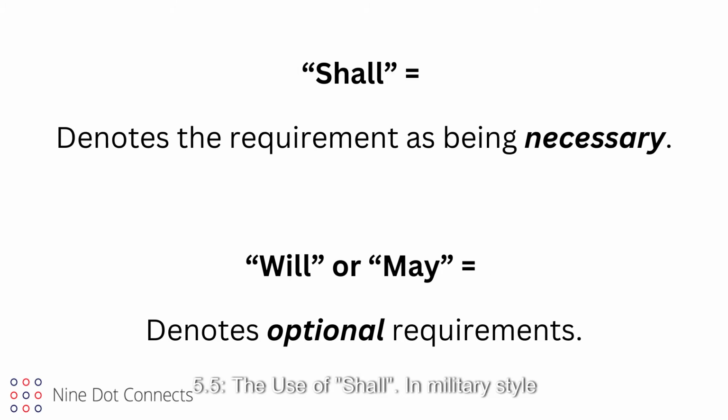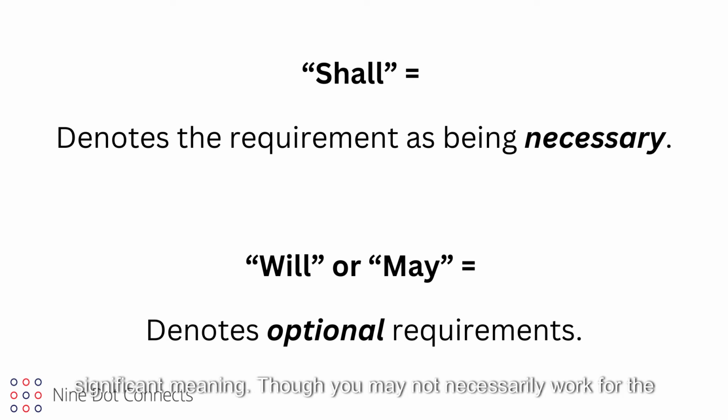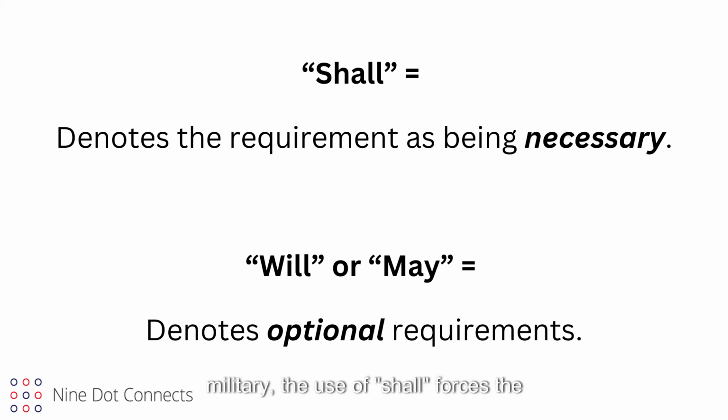5.5. The use of shall. In military-style requirements, the word shall has a significant meaning. Though you may not necessarily work for the military, the use of shall forces the individual writing the requirement to think carefully about the wording of the requirement. The word shall denotes the requirement as being necessary. Words such as will or may denote optional requirements. These are requirements that could possibly be implemented in the design, but are not mandatory.